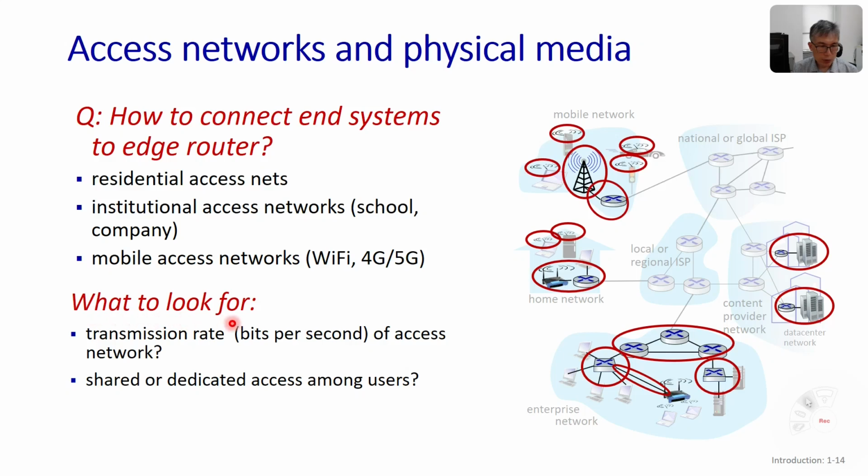What to look for? Transmission rate. It is measured in bits per second. How many bits can be transmitted per second over the access network? Those links can be used in a shared way or a dedicated way.